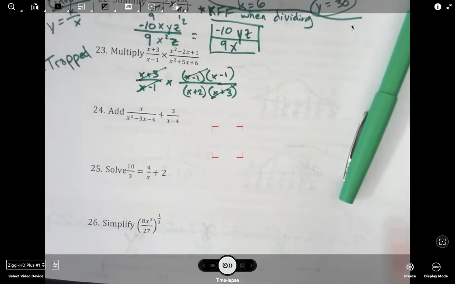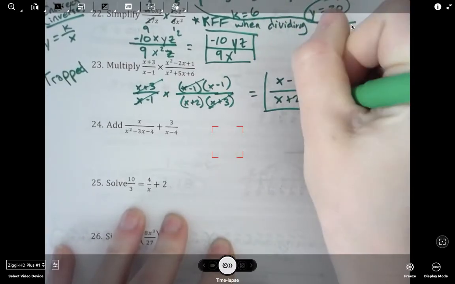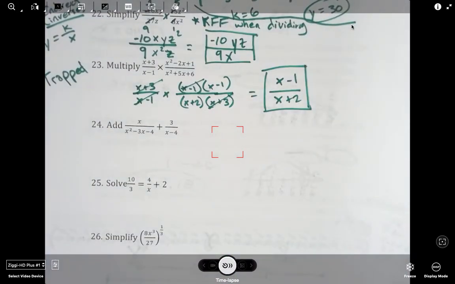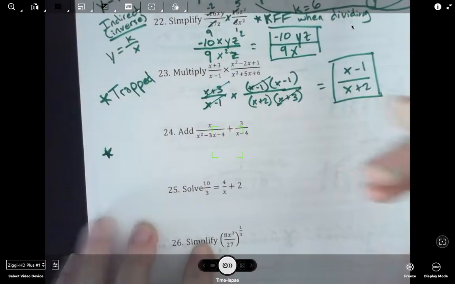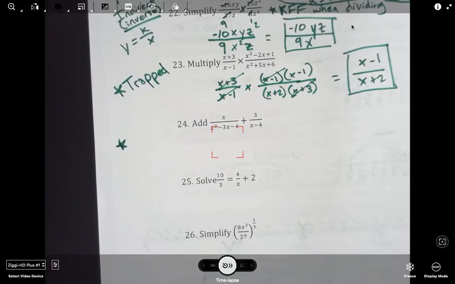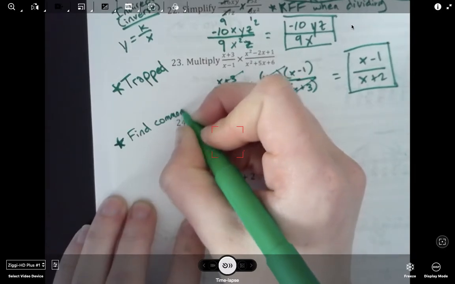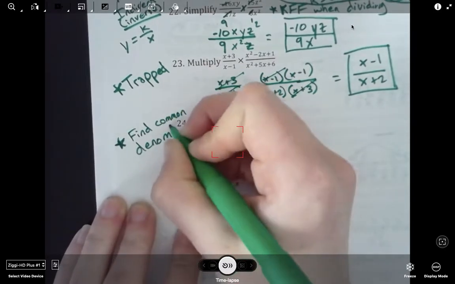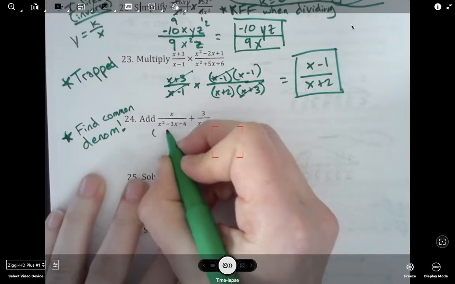All right, so what is the answer? X minus 1 over x plus 2. Great. Okay? All right, 24. Uh-oh. Now we're adding, so what does that mean? More complicated stuff. What do you have to do? Find a common denominator. Okay? All right, before we find a common denominator, we have to break this up.